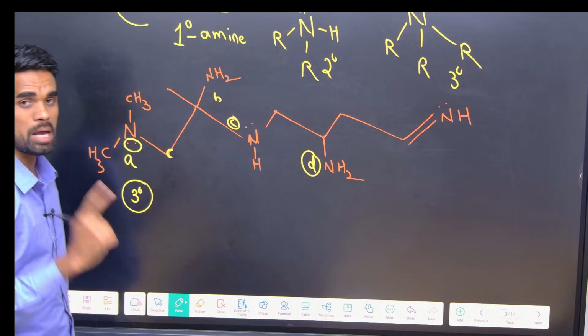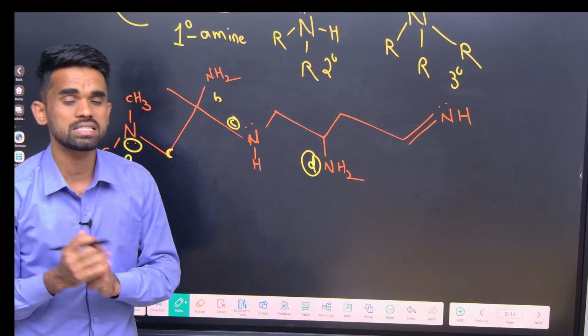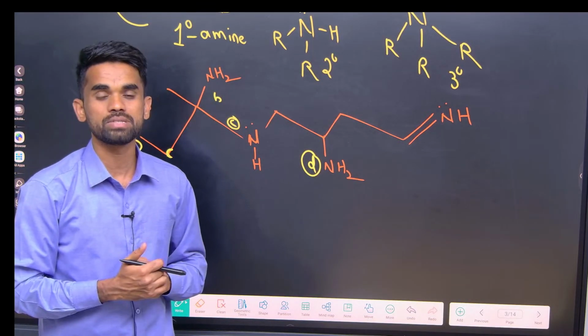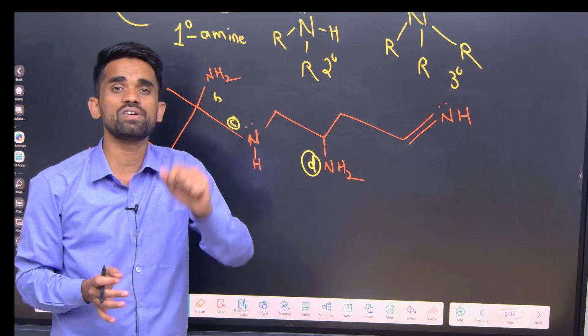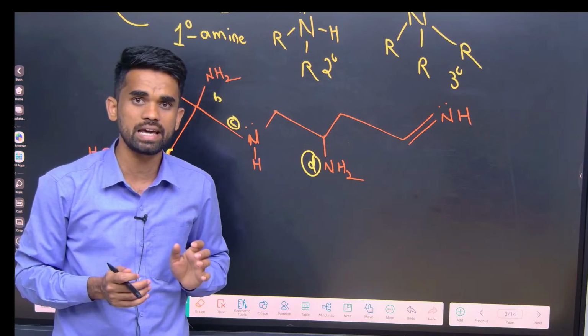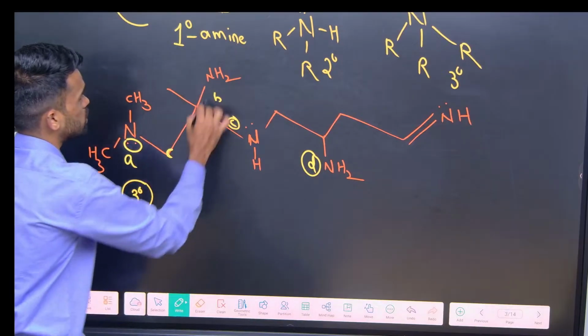Okay, identifying primary, secondary, tertiary is one of the important factors, because there are some reactions, like the carbylamine test, which is specifically given by primary amines. It means you need to identify first of all which is primary, which is secondary, and only then can you do it. Now tell me here, what about this nitrogen?